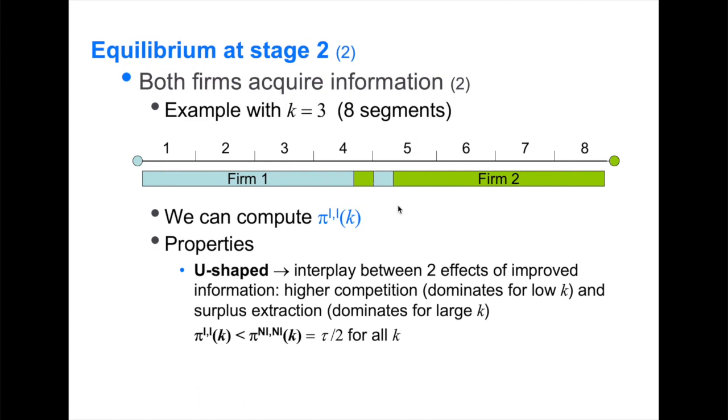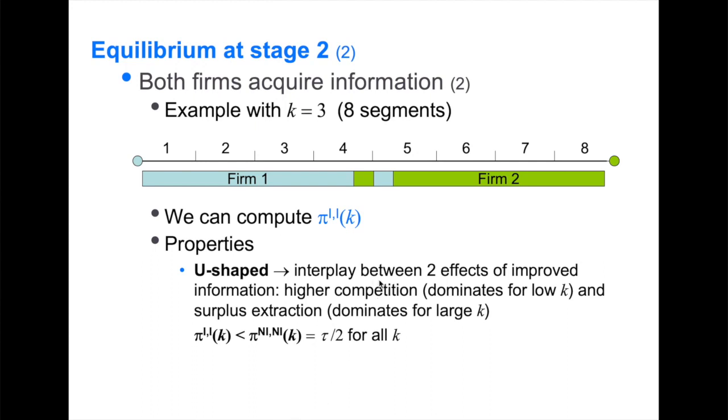Okay, so when we have summarized and computed all this, we know what prices are set at equilibrium, and we can compute the profit of the two firms when they both have information. K is the number of segments, if you want. If you do the math, you find that this profit is U-shaped, in the sense that, according to the level of information, if K is small, the profit is quite large, then it decreases, then it increases. For even larger values of K, it will increase.